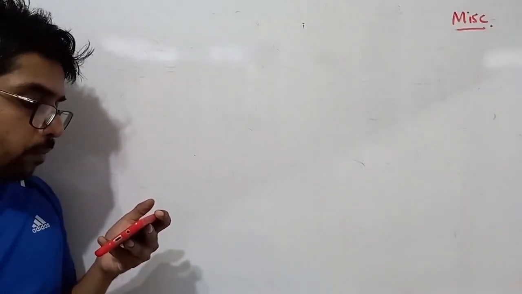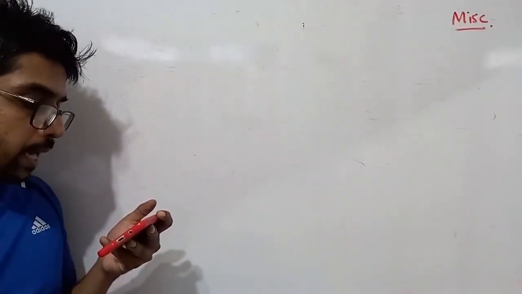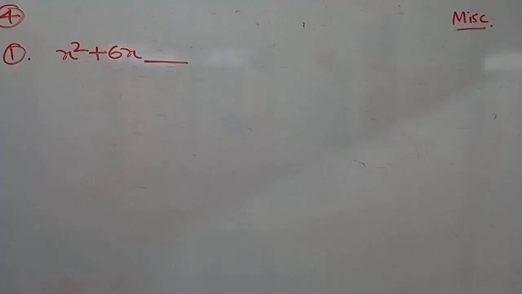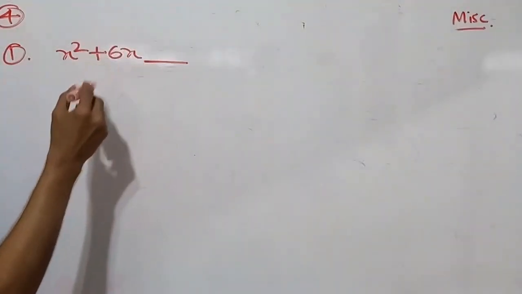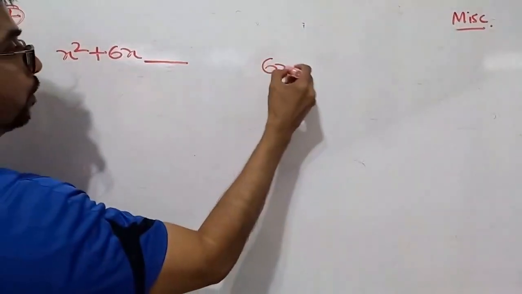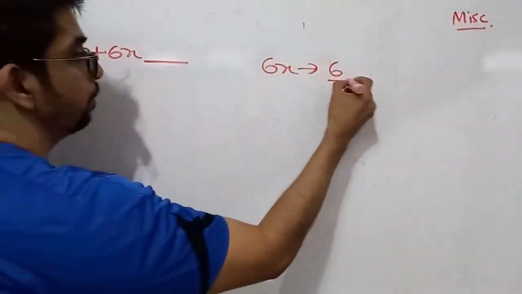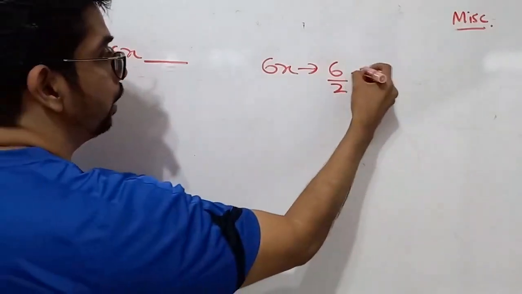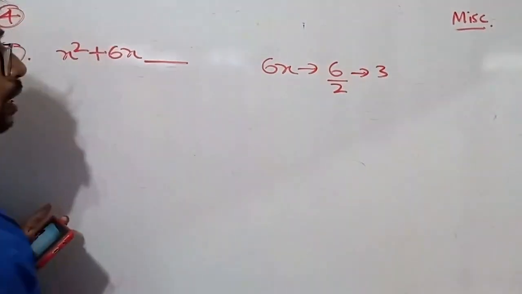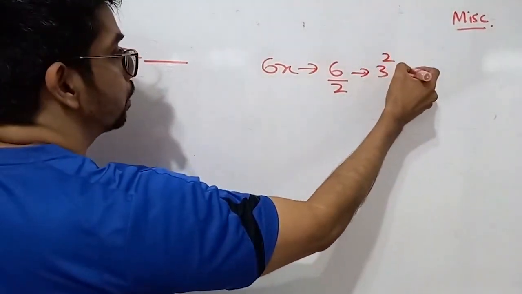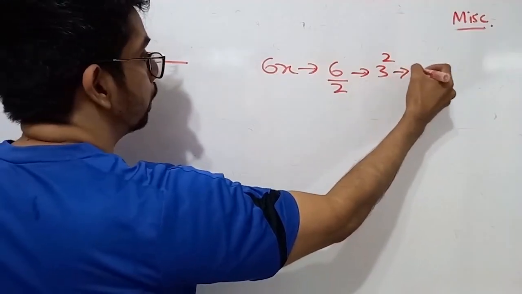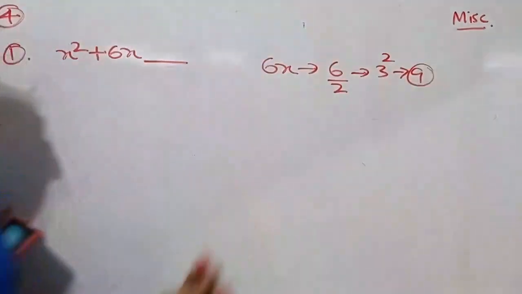Add the relevant term to the given expression and then write it as a square of a binomial expression. The last term, right? So we will take the middle term 6x, then the coefficient which is 6. We will divide this by 2, right? Then we will get 3. Then we have to square this. So this becomes 9. This 9 is what should come here.